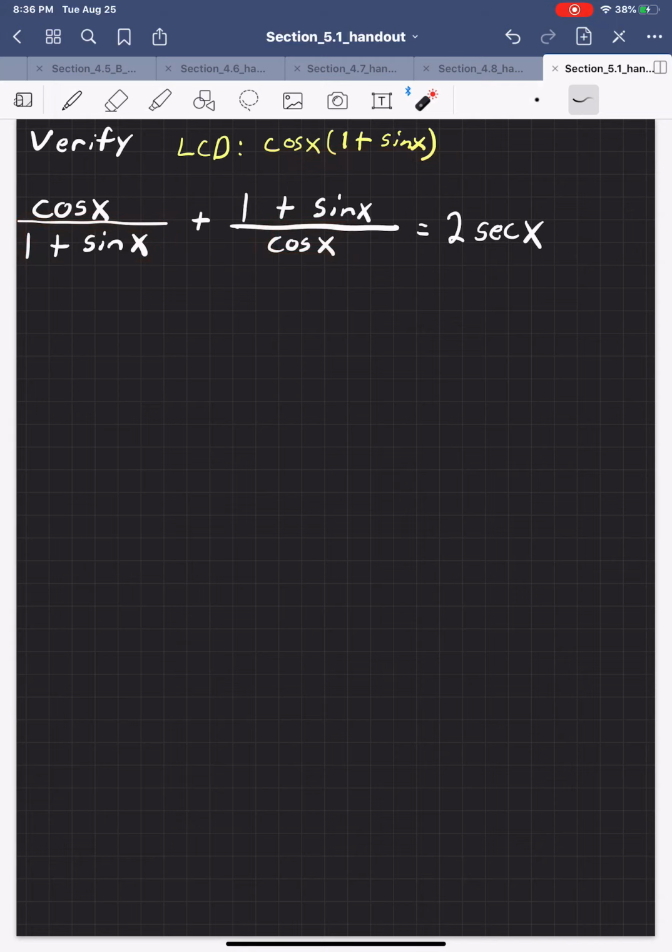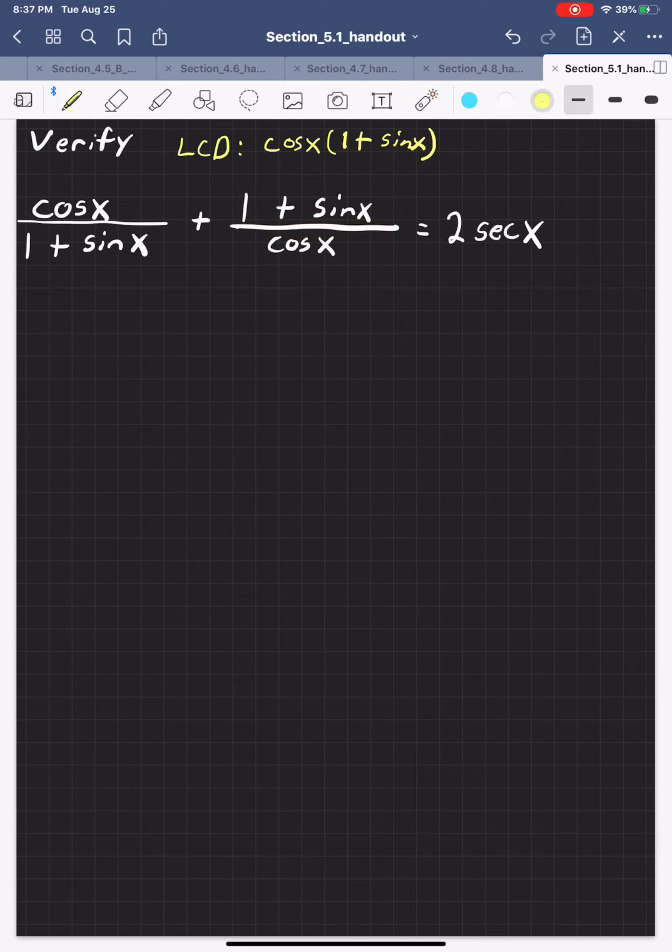Starting with the first fraction, I have the 1 plus sine, right? I'm missing the cosine of x. So here in a second, I'm going to multiply by cosine of x over cosine of x. Likewise, with the second fraction, I have the cosine. I'm missing the 1 plus sine of x. So I'm going to go ahead and multiply by 1 plus sine over 1 plus sine.